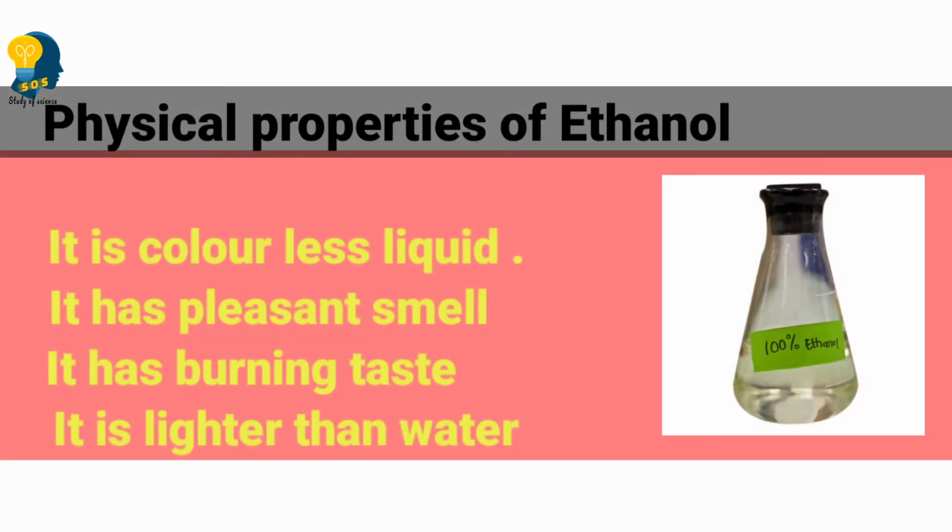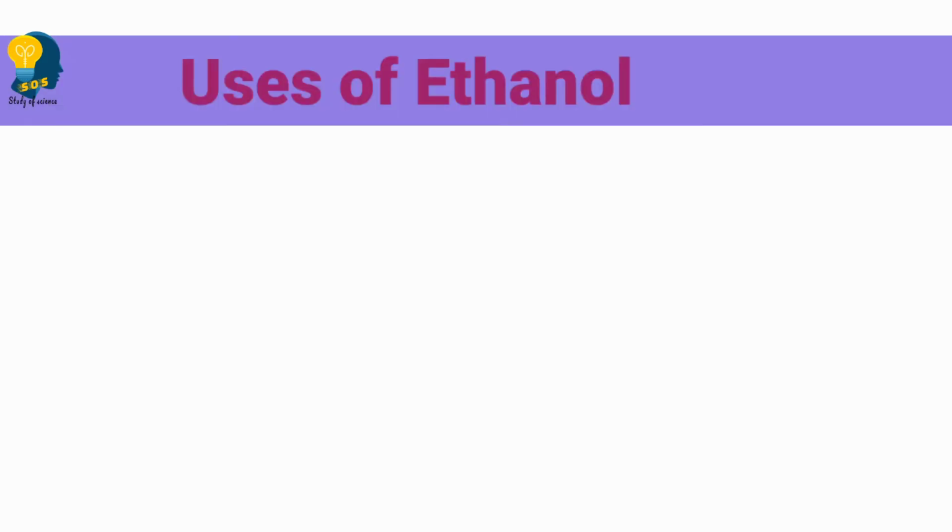Now let us focus on some of the physical properties of ethanol. Basically, ethanol is a colorless liquid. It means it does not have color. It has a pleasant smell and it also has a burning taste. When we compare the weight or the volume of ethanol, it is lighter than water. So, as I said, it is a colorless liquid, it has a pleasant smell, it has a burning taste, and it is lighter than water. And this ethanol has a variety of uses.